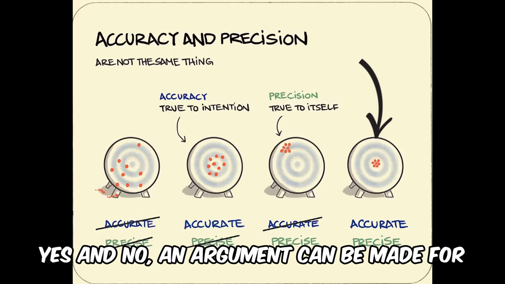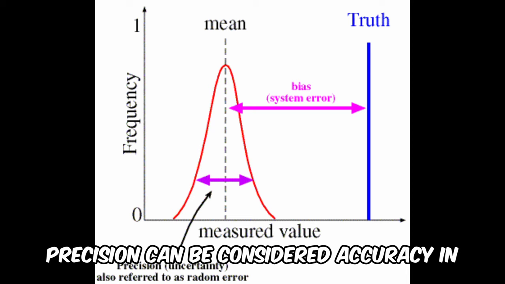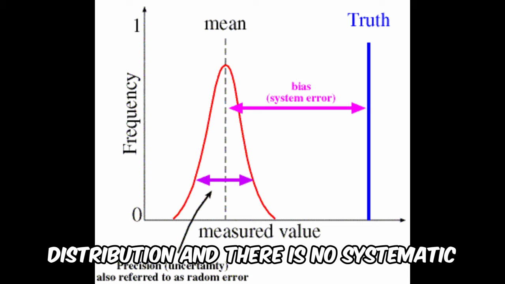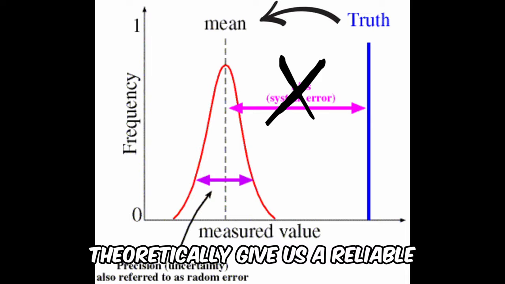An argument can be made for both, but if your argument is yes, precision can be considered accuracy in this case, then some conditions need to be addressed. If the error in our RTK measurement is truly random and follows a normal distribution and there is no systematic error present, then the mean should theoretically give us a reliable indicator of the true value.